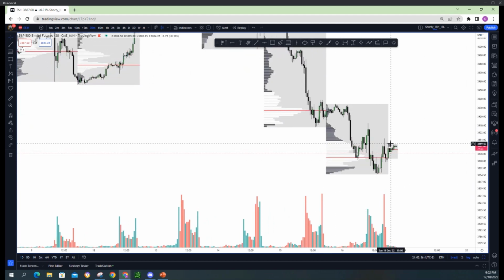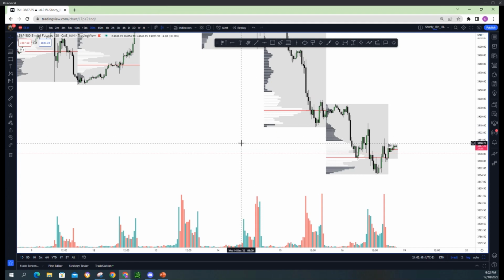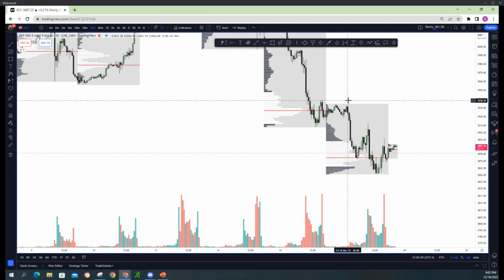This one doesn't matter just because it's being developed. I do not care too much about developing POCs for the day, especially the beginning of the day, because it's too early and you're not able to trust those levels. So I don't use those levels too much.